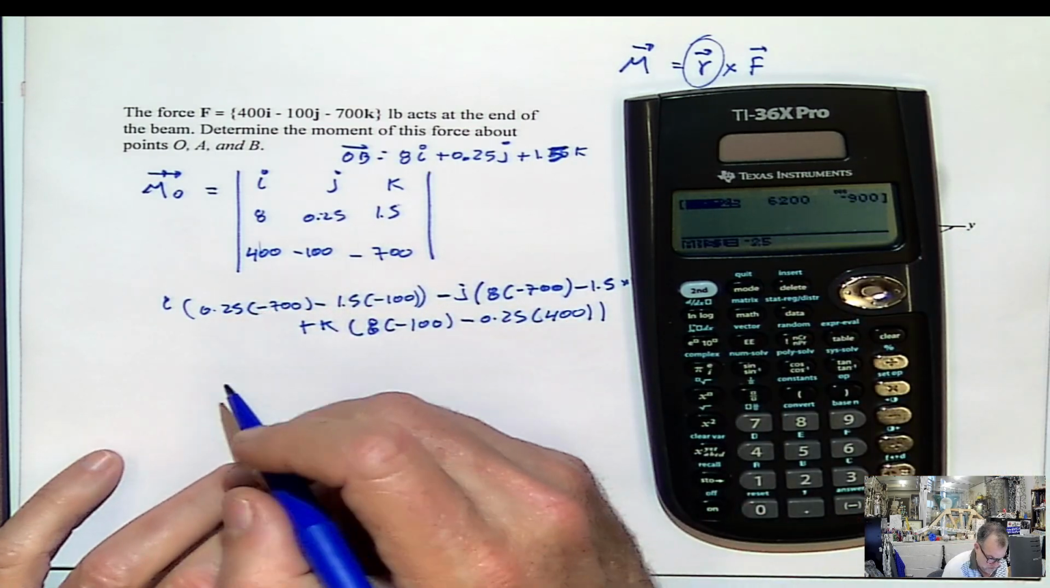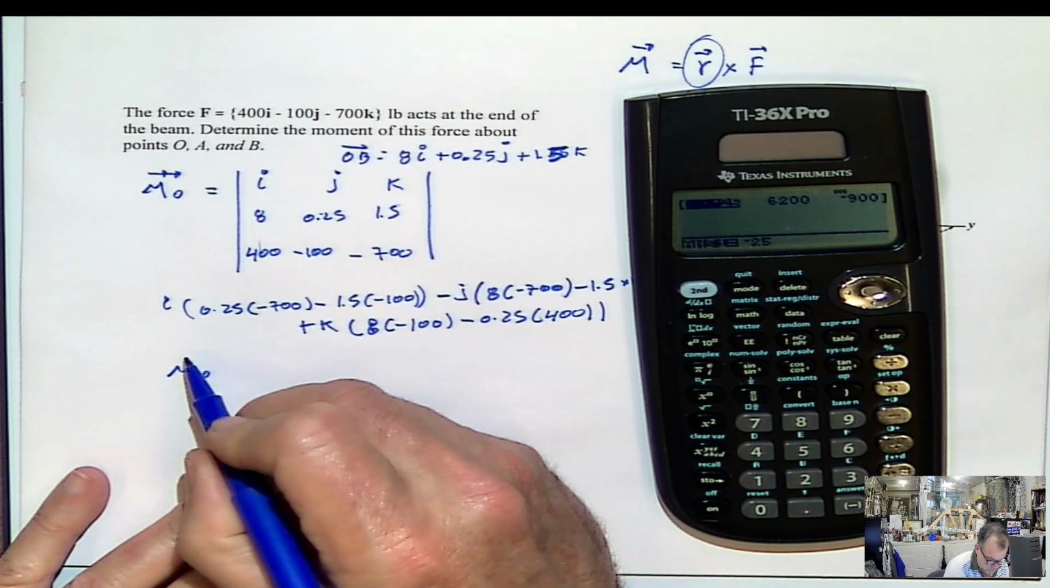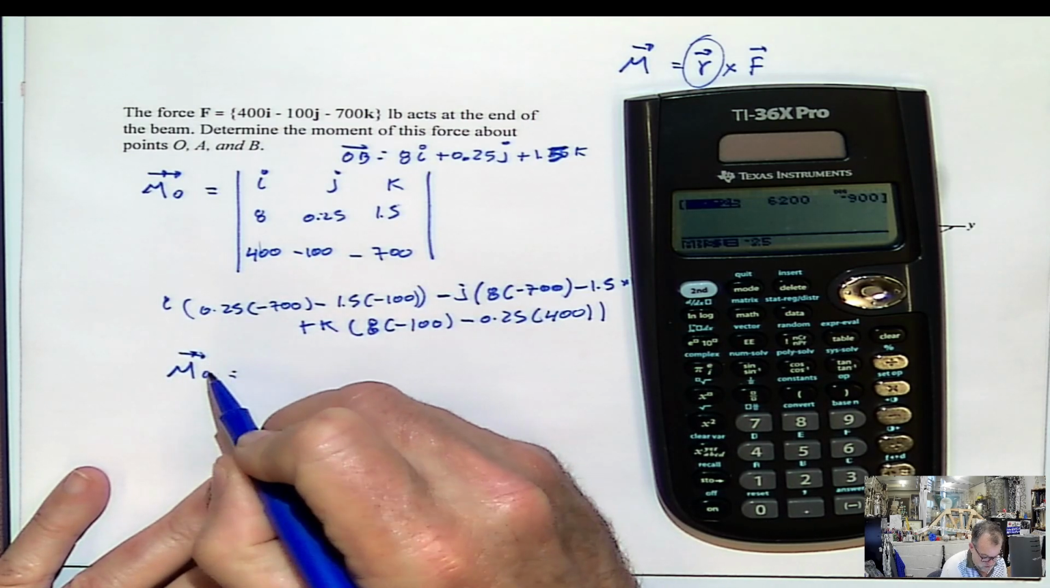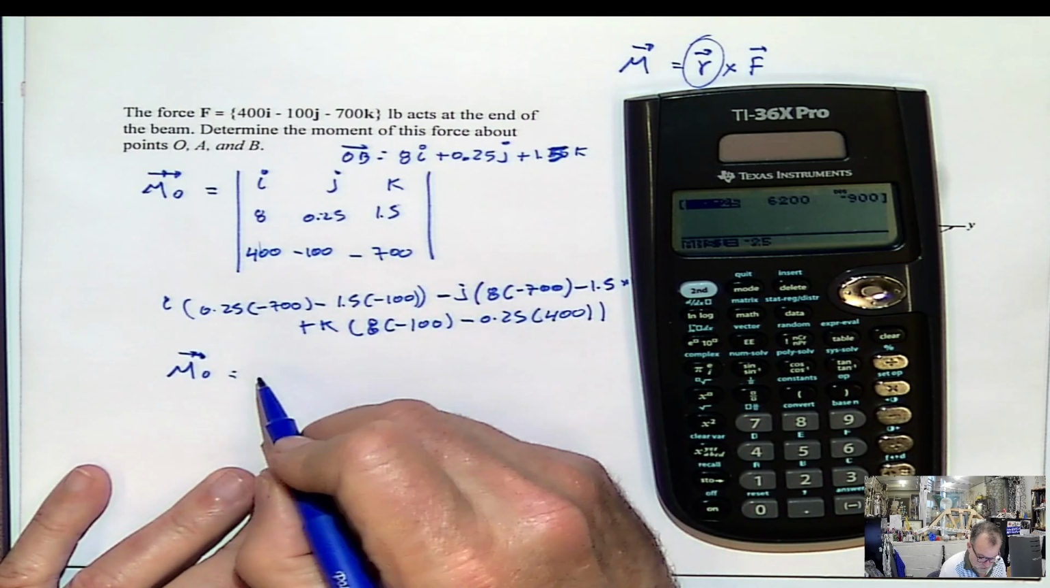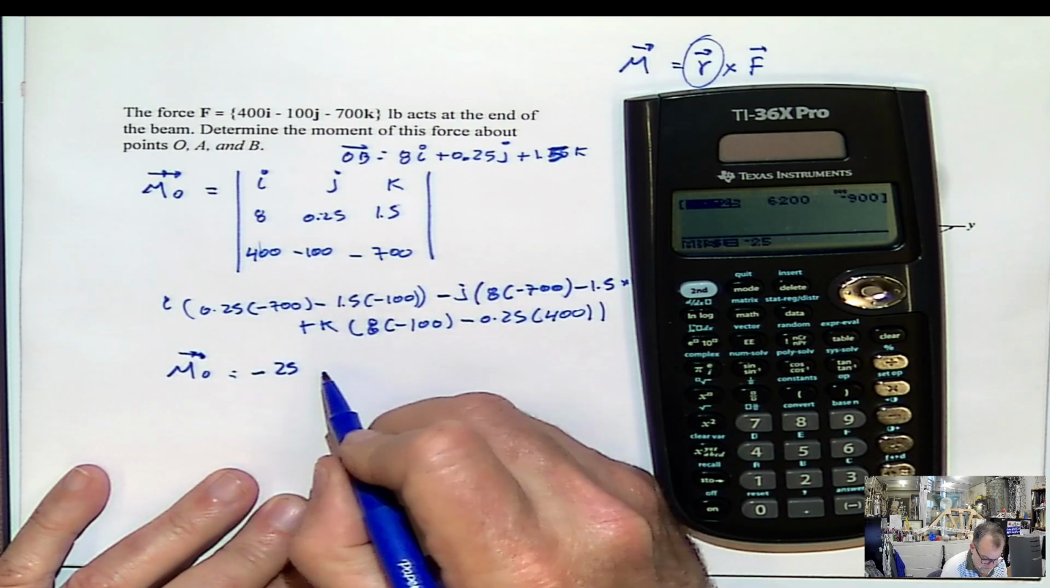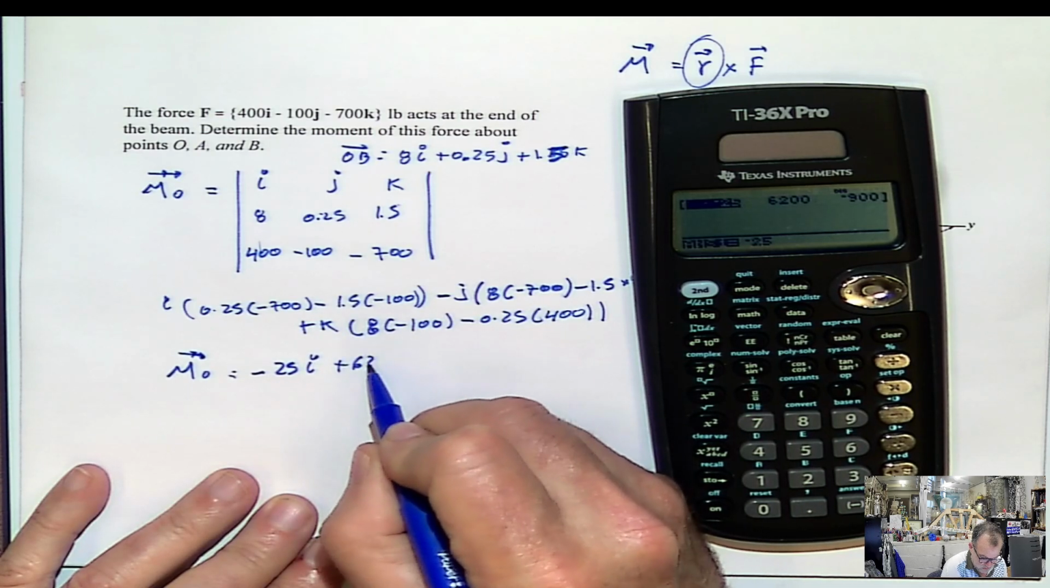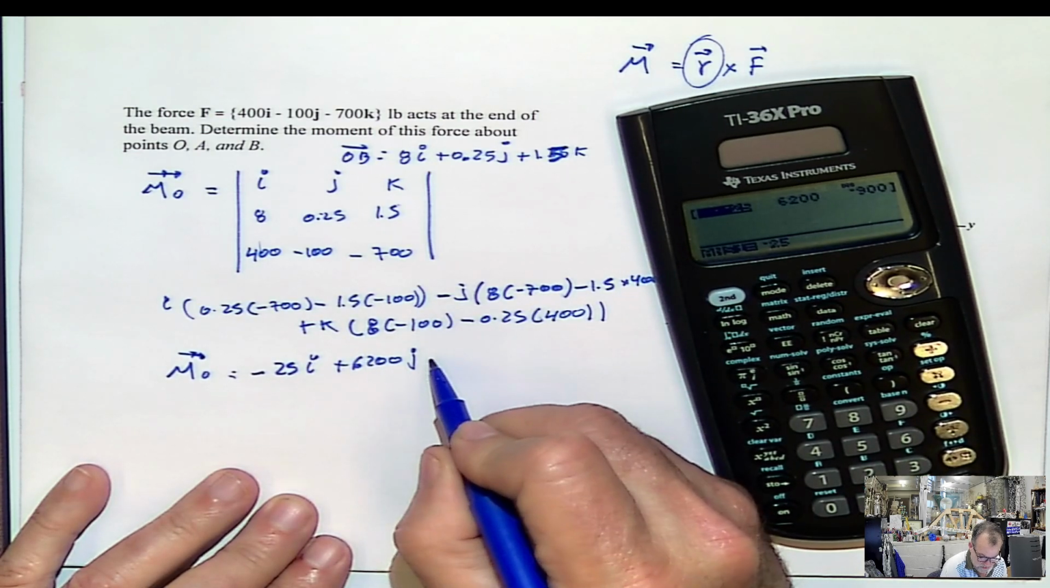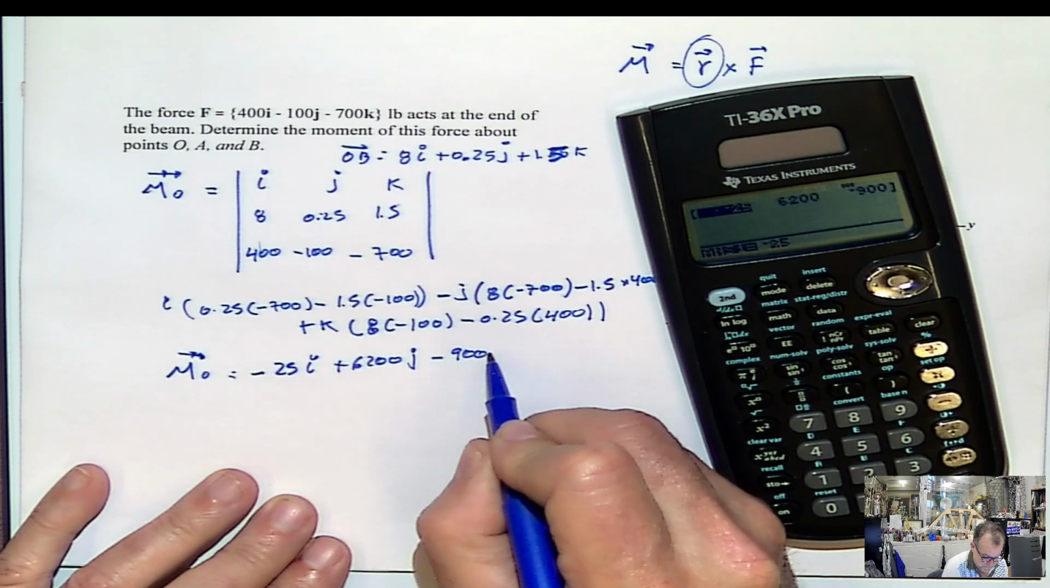And these are going to be the results. So the moment with respect to the point O will be negative 25I plus 6200J minus 900K.